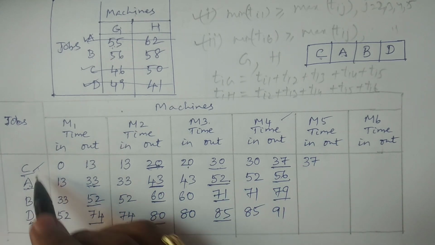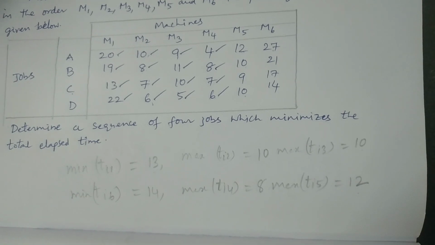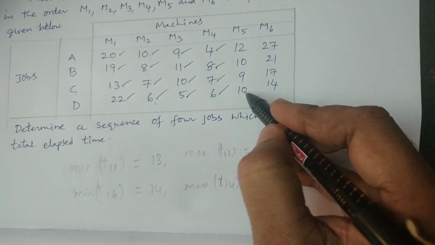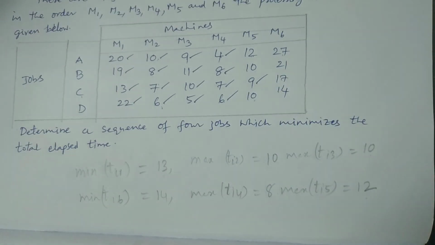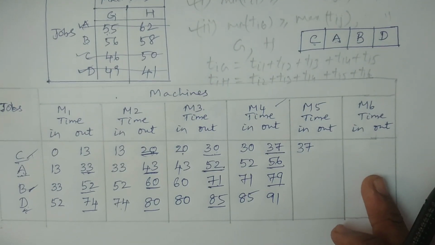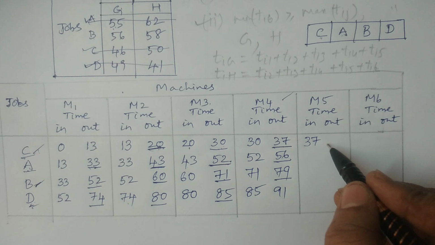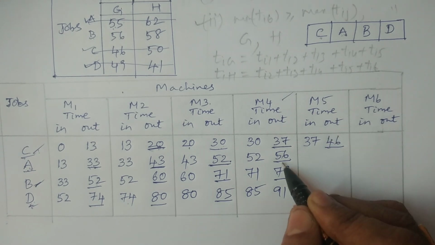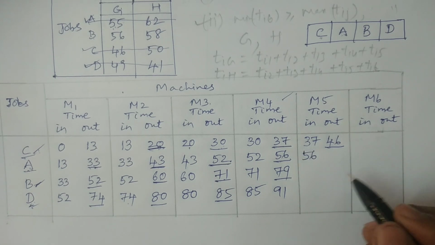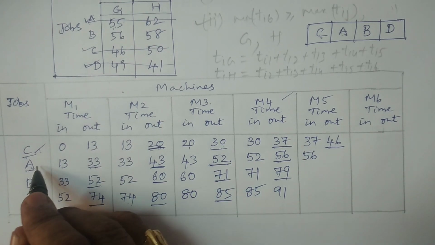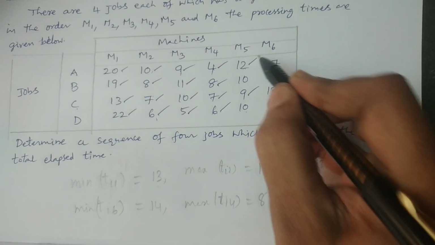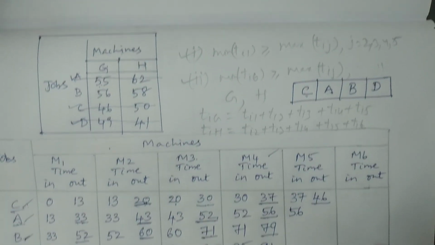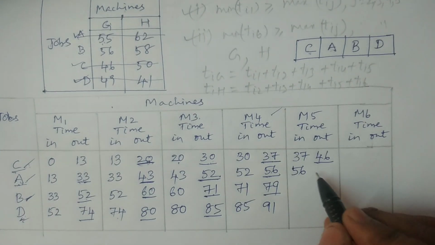And job C processing time on mission 5, the mission 5 processing times are here: 12, 10, 9, 10. Job C is 9. So 37 plus 9. Is it clear? 37 plus 9 is 46. The maximum of 46 and 56 is 56. 56 plus the processing time of job A on mission 5. Job A is 12. So 56 plus 12 is 68.